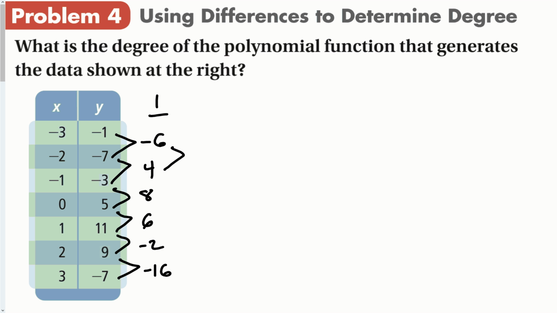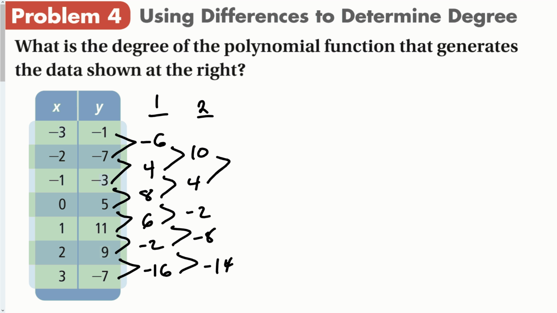Okay, 4 minus -6 is 10. 8 minus 4 is 4. 6 minus 8 is -2. -2 minus 6 is -8. And -16 minus a -2 is -14. These are not the same. That was difference 2. So that means you try again.